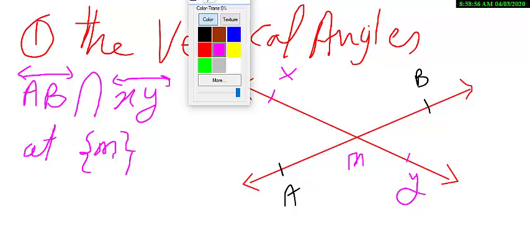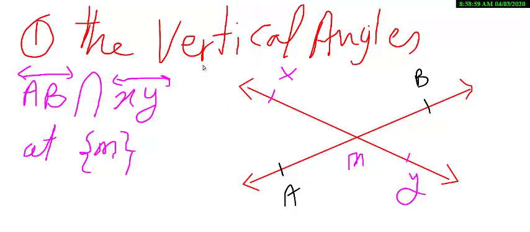I need to highlight the four angles by different colors, so I'm gonna use the green color. This is angle number 1, angle number 2, angle number 3, angle number 4. If we look, angle number 1 is opposite to angle number 3, and angle number 2 is opposite to angle number 4, and this will form the vertical angles. So angle 2 with angle 4 are called the vertical angles. Angle 1 and angle 3 are called the vertical angles. So what are the properties of the vertical angles? The vertical angles are congruent. What does it mean? It means they have the same measure.